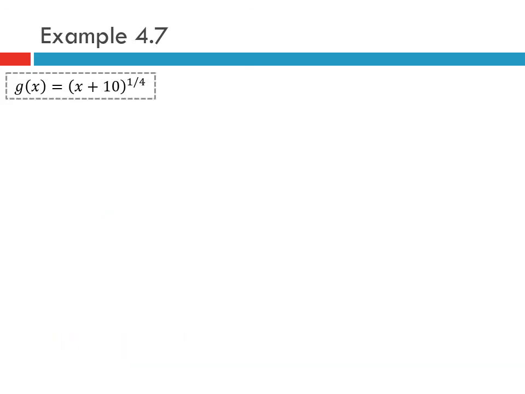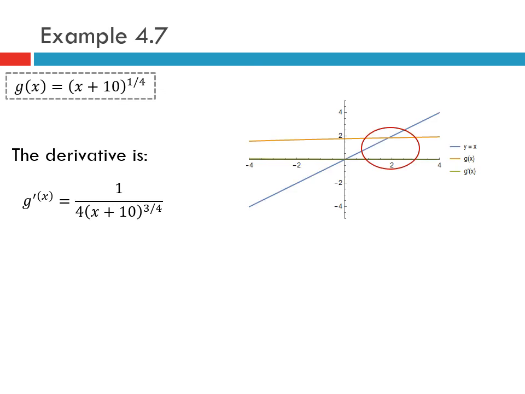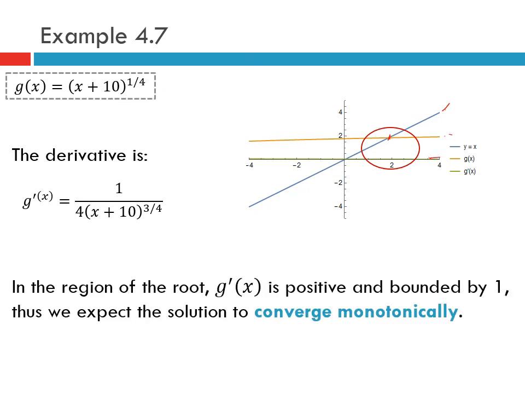Now, if we use the second expression, the derivative is given here. When we plot this, we see our function again and y equals x. This is where the root is, and you can see that the derivative is positive and bounded by 1. It's this green line here, and it's bounded by 1 everywhere near the root. So we expect that this solution will converge, and because the derivative is positive within the region of the root, we expect that it will converge monotonically.